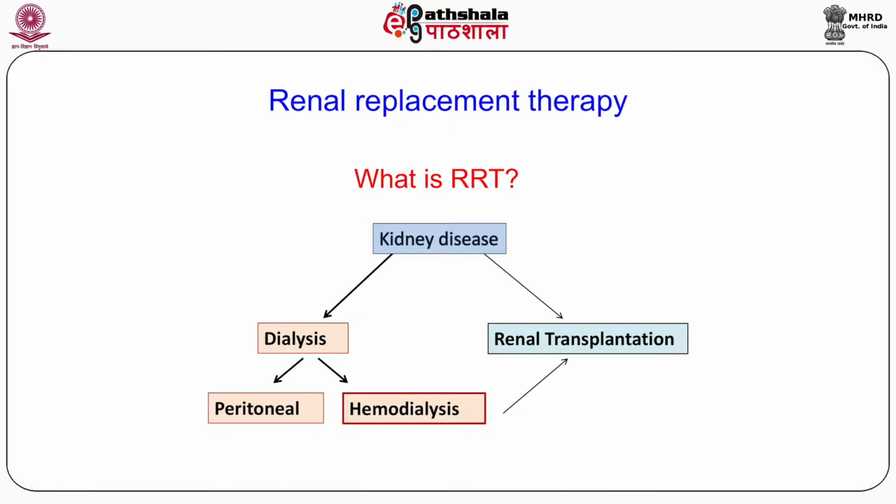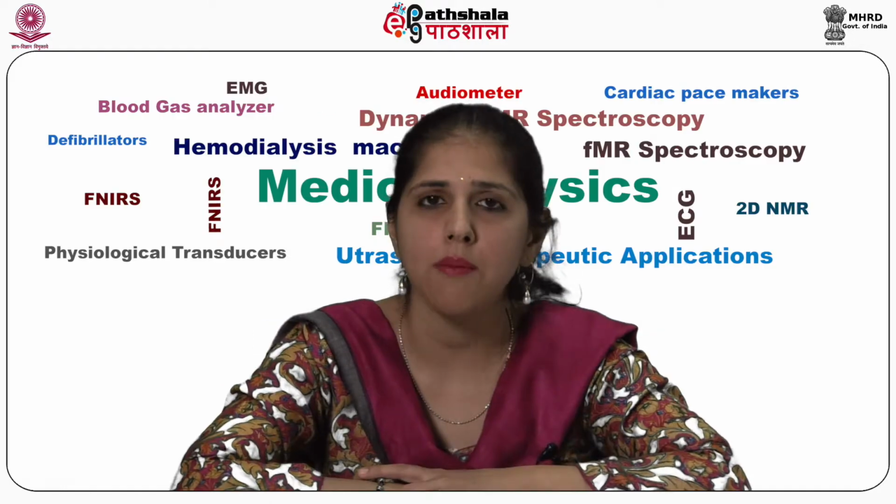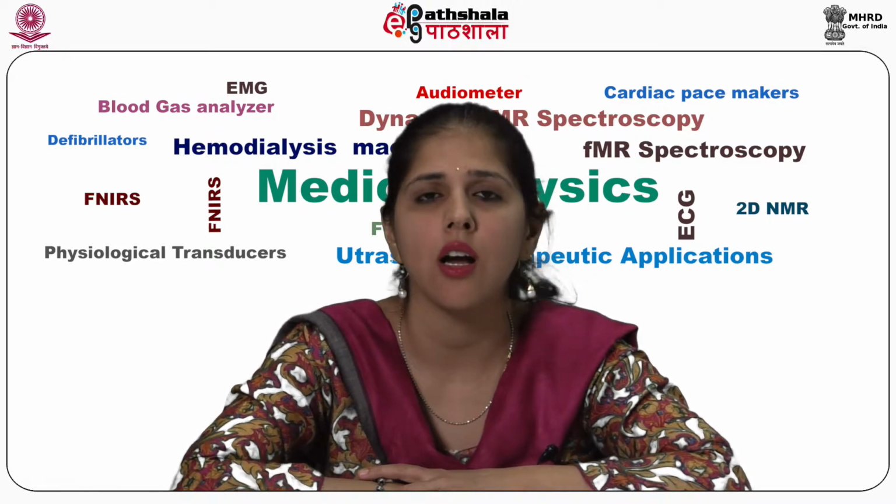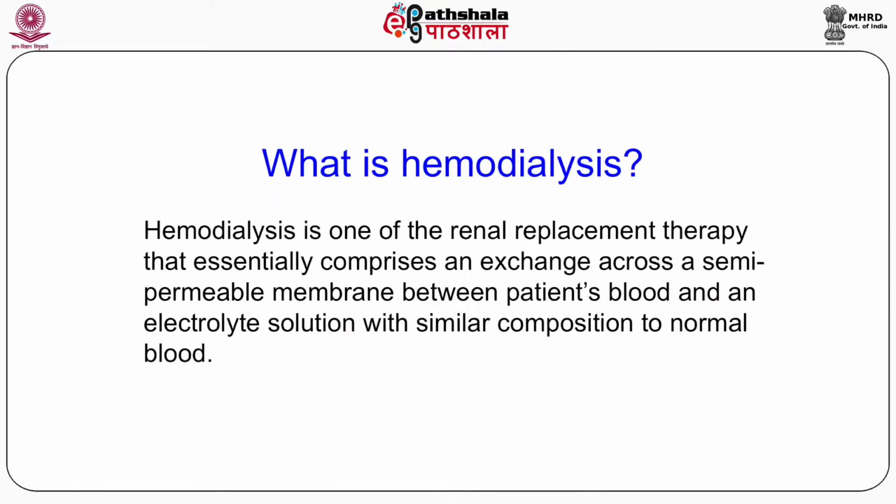Now, dialysis basically takes care of the first two functions that we discussed of the kidney, that is the removal of waste products from the body as well as maintenance of electrolyte and water balance. Dialysis can be of two types: peritoneal dialysis, where the dialysis is done across the peritoneal membrane of the patient, and hemodialysis. Amongst them, hemodialysis seems to be the more effective form of treatment because it ensures complete removal of waste products along with lesser complications. So what exactly is hemodialysis?